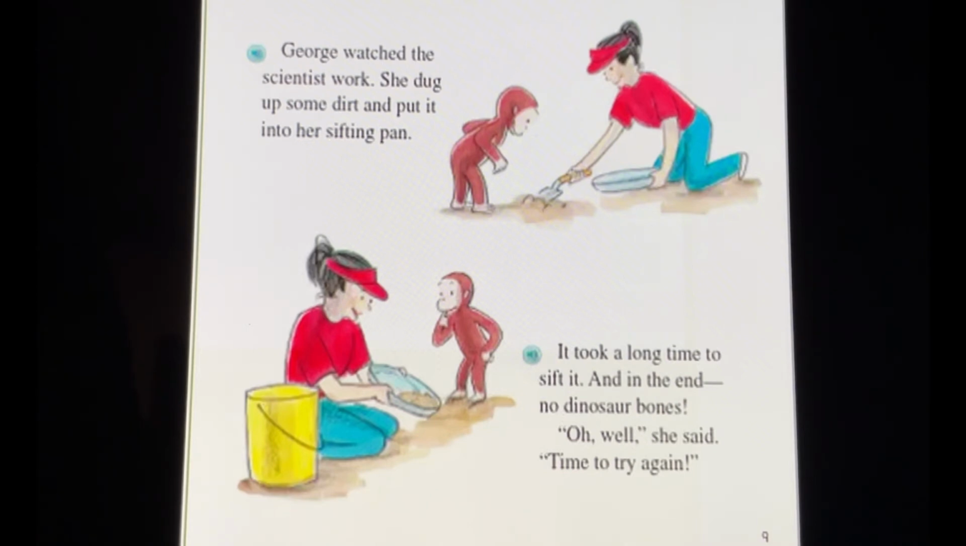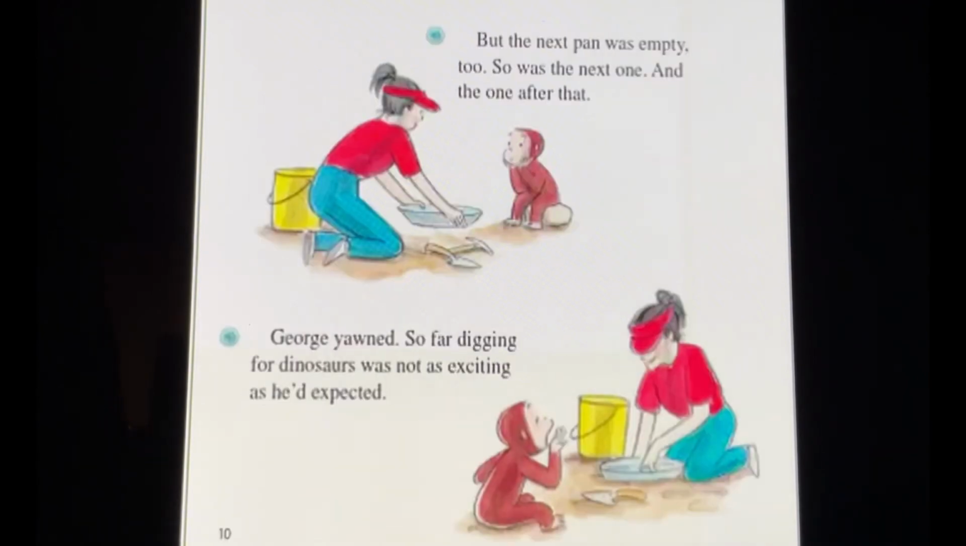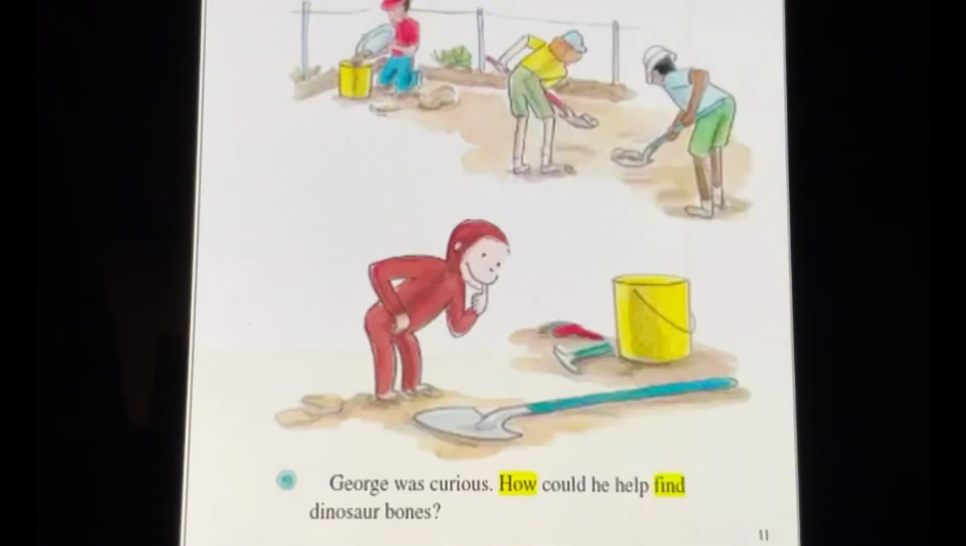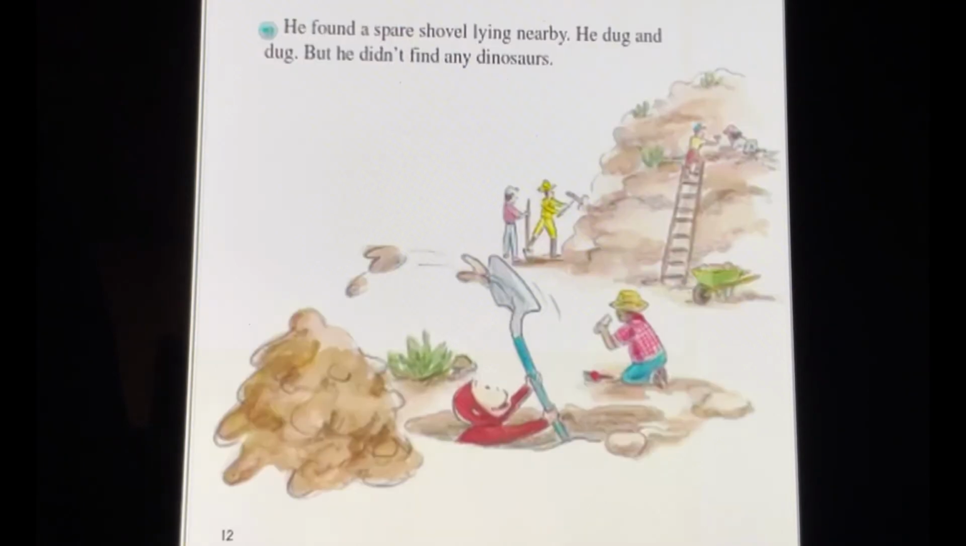"Oh well," she said, "time to try again." But the next bin was empty too. So was the bench and the one after that. George yawned. So far digging for dinosaurs was not as exciting as he had expected. George was curious. How could he help find dinosaur bones?